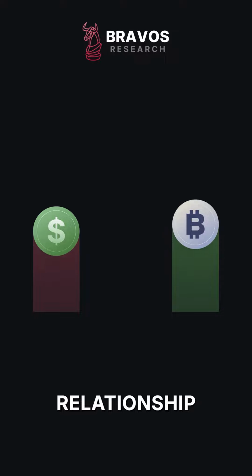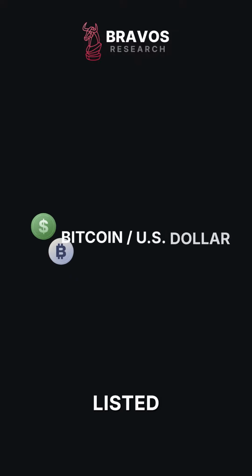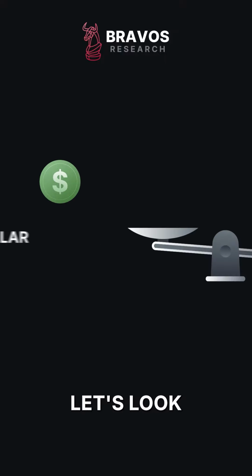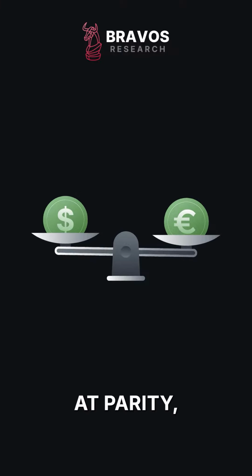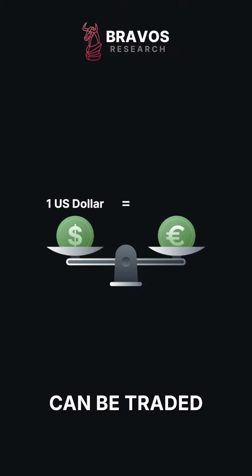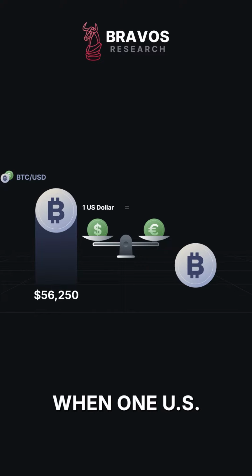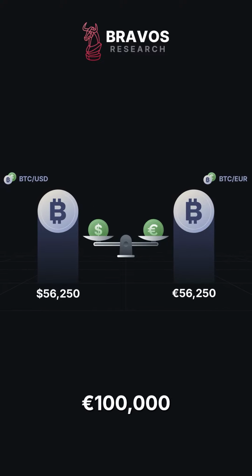The inverse relationship between the US dollar and Bitcoin exists because Bitcoin is often listed in US dollar pairs across most major exchanges. Let's look at a simple example. Assume that the US dollar and the euro are trading at parity, meaning that $1 can be traded for €1. If Bitcoin costs $100,000 when 1 US dollar equals 1 euro, then Bitcoin also costs 100,000 euros in Europe.